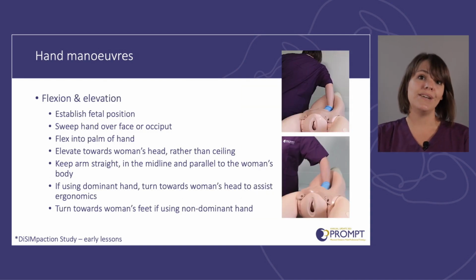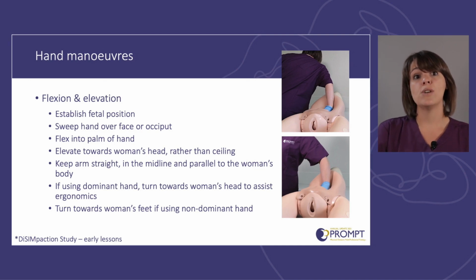Flexion is absolutely key to successful elevation of an impacted fetal head. The obstetrician needs to establish the fetal position and then sweep their hand over the face or occiput, flexing it into the palm of their hand. The obstetrician should also think about the direction in which they're attempting to elevate the fetal head. The direction should be towards the woman's head rather than the ceiling.